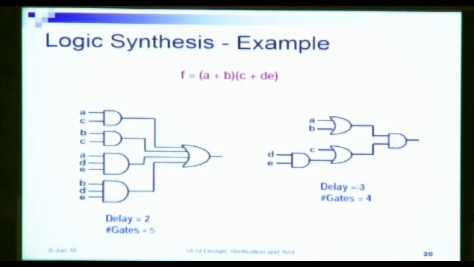We see that there are three stages in this logic circuit, the delay of the circuit is 3, and the number of gates required is 4.